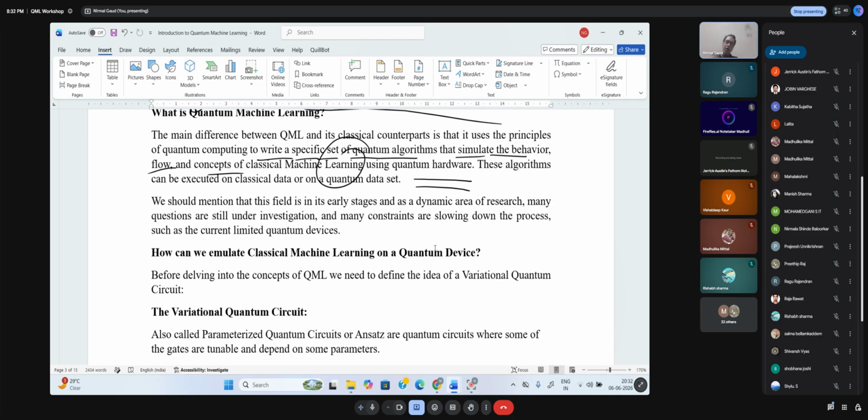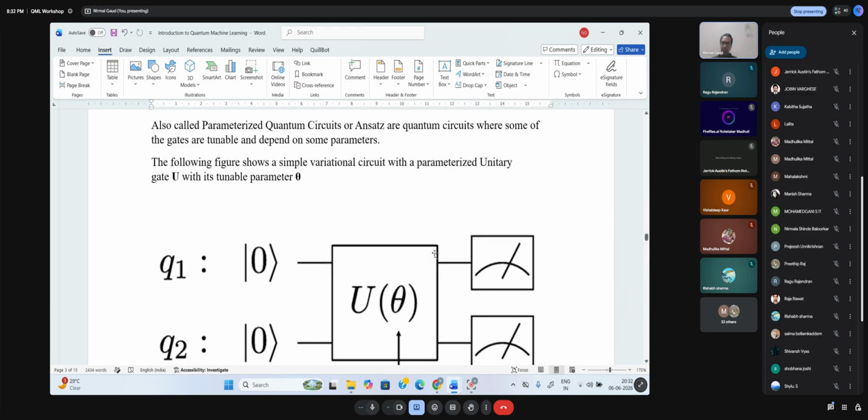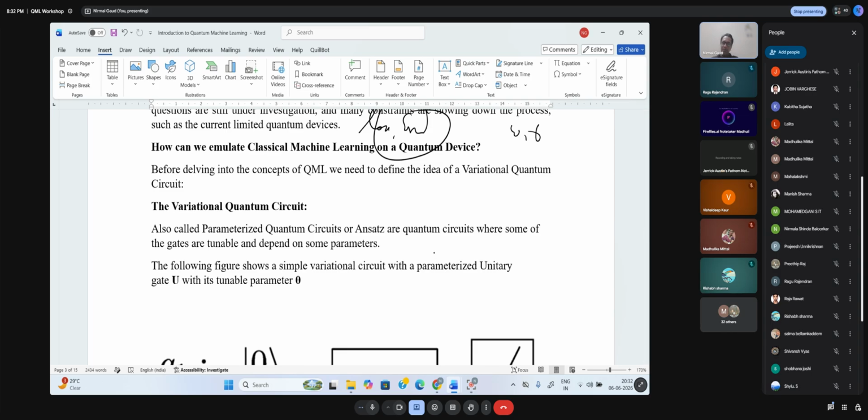What is present in a machine learning algorithm? We have parameters like weight and bias. We have an equation y = wx + b. We have loss, error. I want to simulate these parameters, this equation, these losses, and optimization, all the optimizers you know about. I just want to simulate them and use them on quantum hardware, a quantum machine. That's what I want to do. Now, if you want to simulate this classical ML on a quantum device, what do we require?